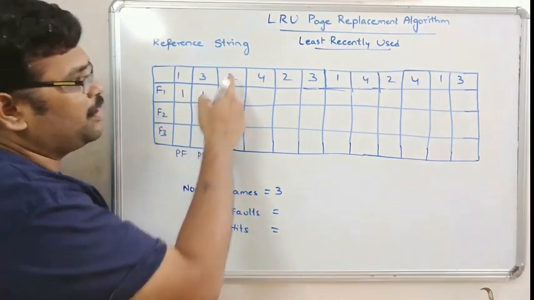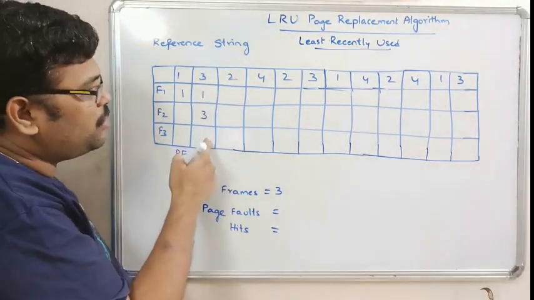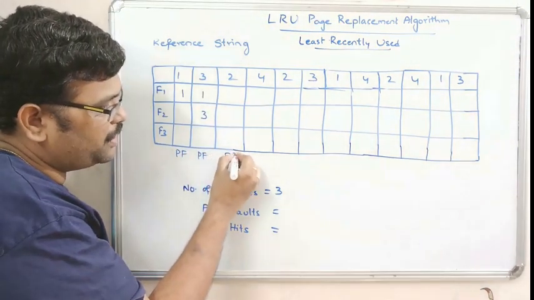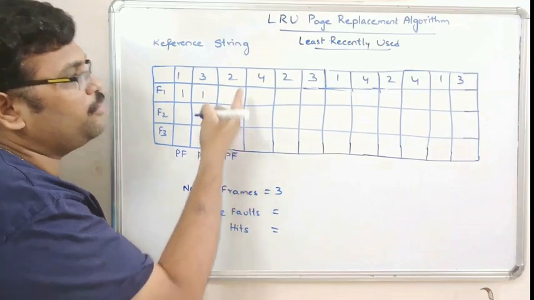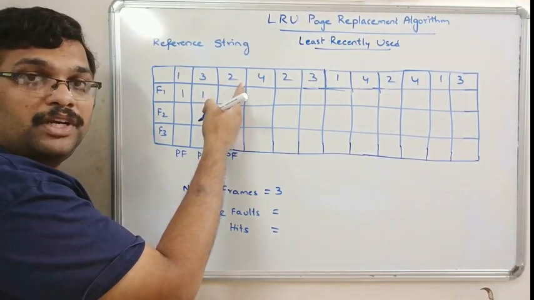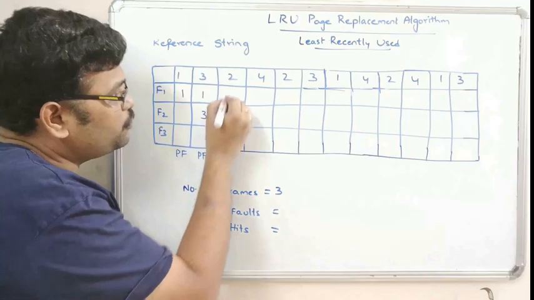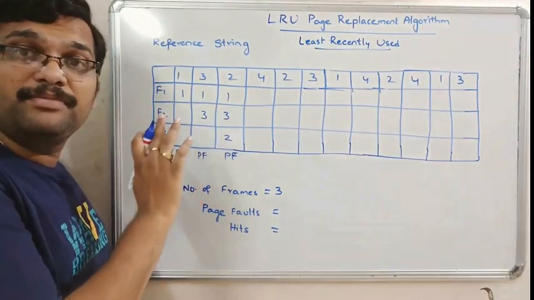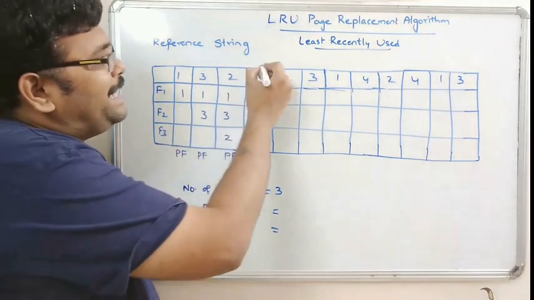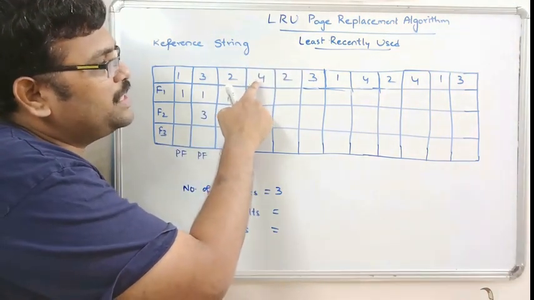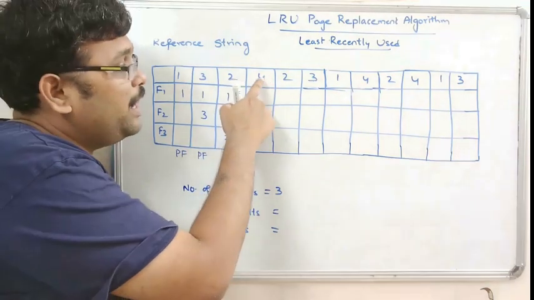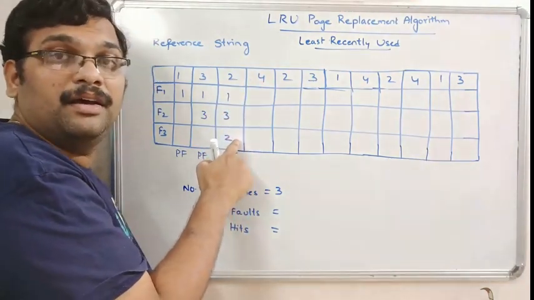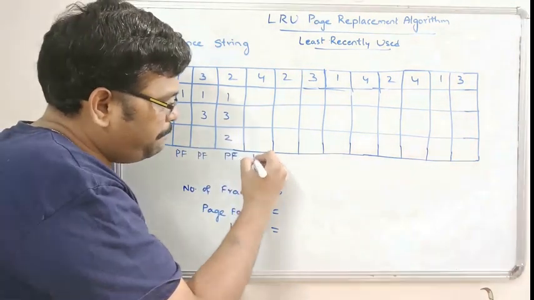Now 2, reference string 2. So 2 is not available in the frames. So again there is a page fault. So we have to load this page 2 into the main memory. So I will load this page 2 in frame 3. Now all these 3 frames are full. Now the next reference string is page 4. The required page is 4, and if you check whether 4 is available, it is not available in the main memory. So again there is a page fault.